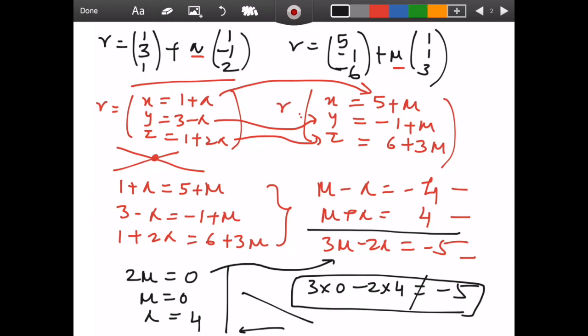Now, explaining the further example, how can I find out the shortest distance between the lines?